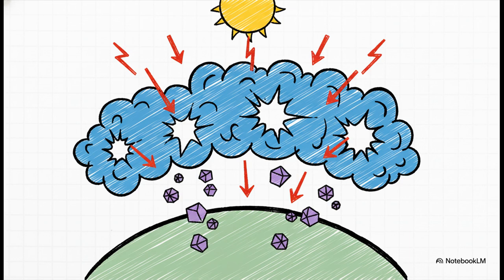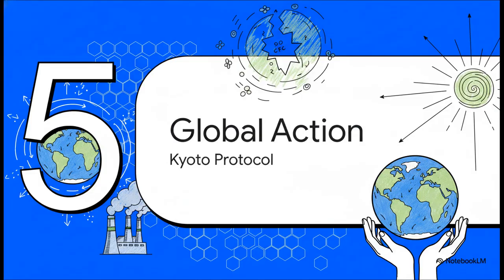Usually, UV rays in the stratosphere are constantly converting oxygen into ozone, keeping our shield strong. But when our CFCs drift up there, they act like a wrench in the gears. They systematically disrupt that oxygen to ozone conversion, destroying the ozone and completely compromising the planet's primary defense against UV radiation. Finally, Section 5, Global Impacts and Action.